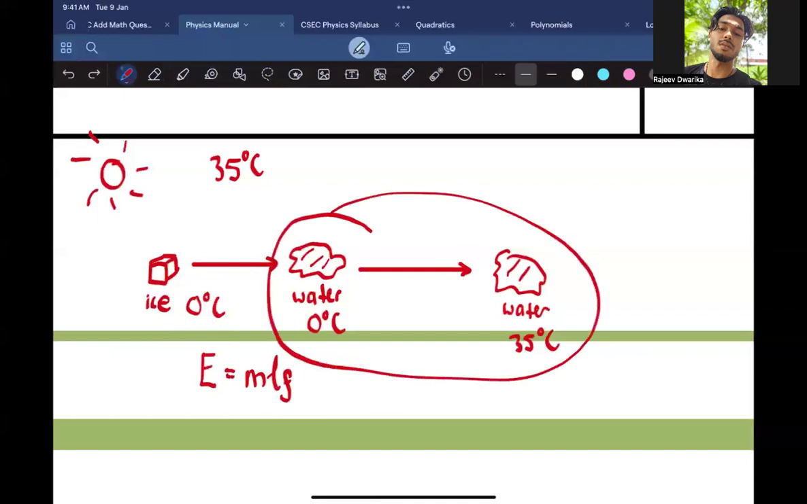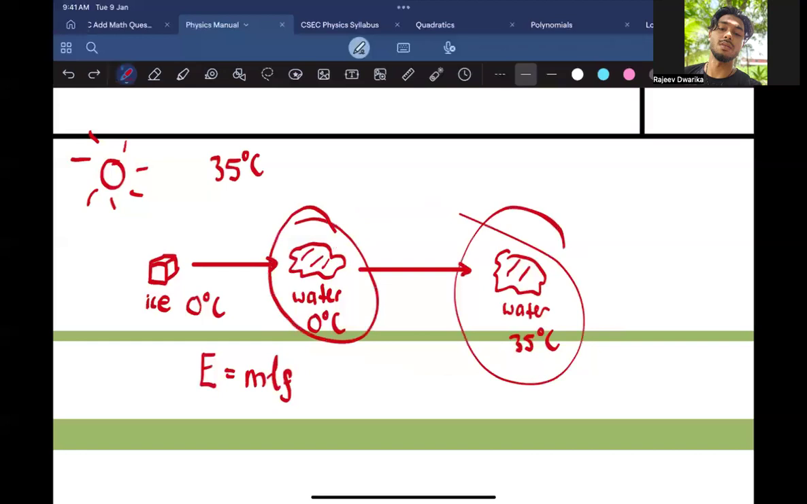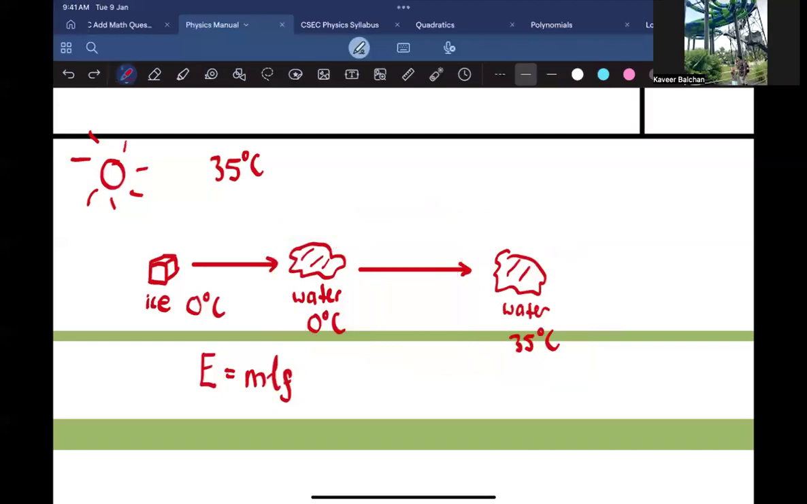Now for this portion over here. After the ice melts, that will be cold water on the ground, right? And the sun is 35 degrees Celsius, and eventually the sun will heat up the water from 0 degrees Celsius to 35. What formula will we use there? E is equal to what? The vaporization formula, E equals mLv?